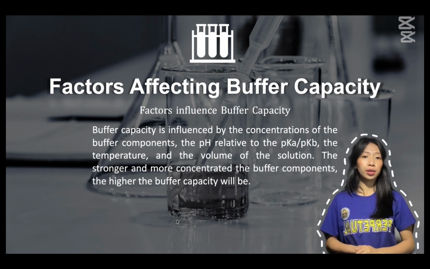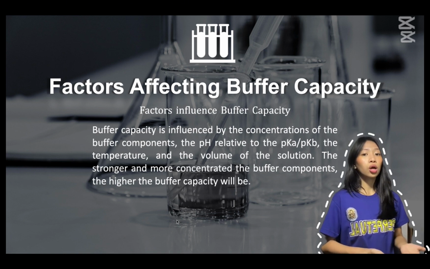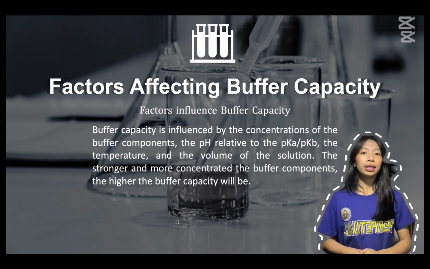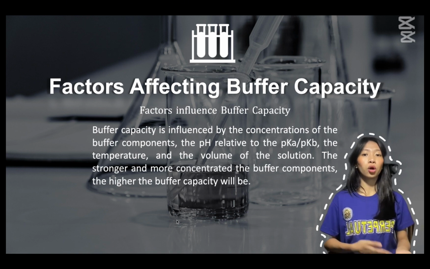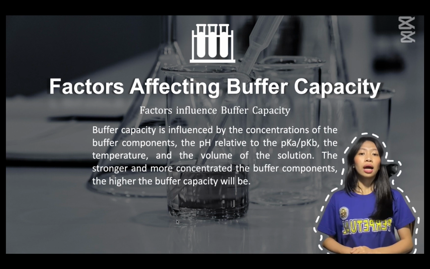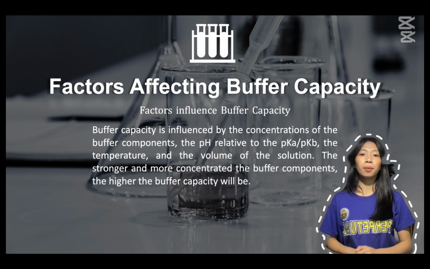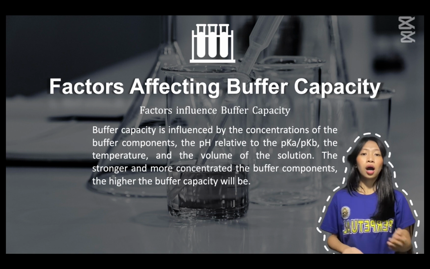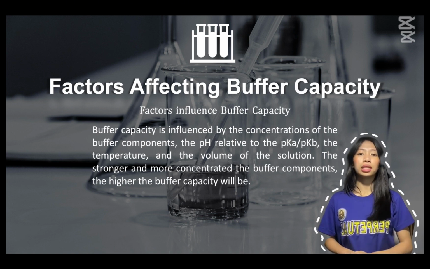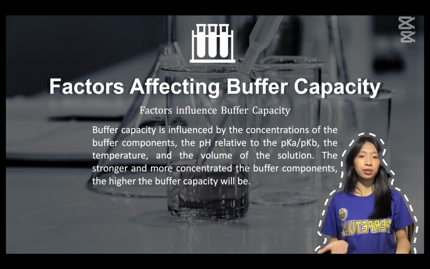Buffer capacity is influenced by the concentrations of the buffer components, the pH relative to the pKa, the temperature, and the volume of the solution. The stronger and more concentrated the buffer components, the higher the buffer capacity will be. I have already discussed the basics of buffers, the parts of a buffer, how they work, their importance, and factors that influence buffer capacity in an easy-to-understand manner.